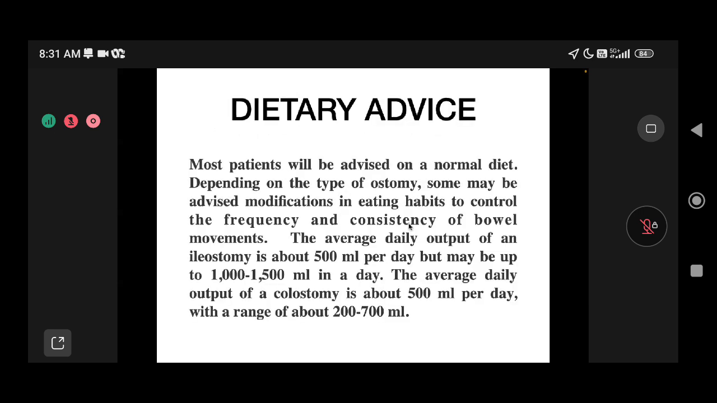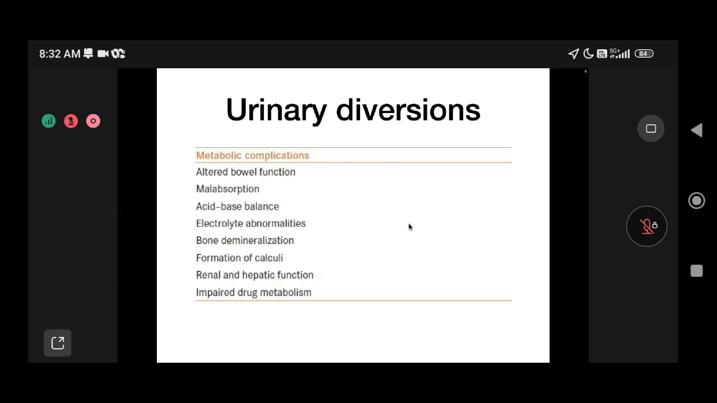So most of the time, the patient asks, doctor, what diet do I have to take? Most patients will be advised a normal diet depending on the type of stoma. Some may be advised a modification in eating habits and control of the frequency and consistency of bowel movements. Average daily output, as already mentioned. So those are all the important factors. Coming to a few aspects of urinary diversions, because this can be a short note question or long question, or even in your viva, whenever an instrument like a stapler is given, they will ask specific indications for diversions.